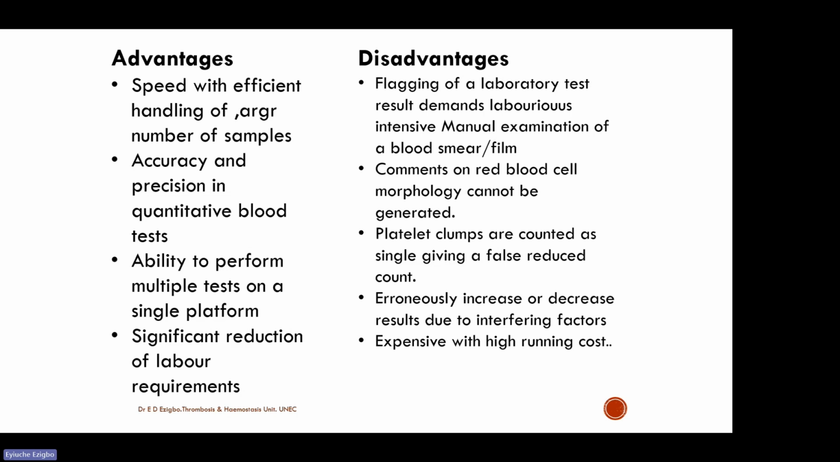Comments on red blood cell morphology cannot be generated sometimes, but with new advanced technology, some machines have been able to produce some level of comments. Platelet clumps are counted as single, giving a falsely reduced count. Results may be erroneously increased or decreased due to interfering factors. It is expensive with high running costs. Because of the reagents involved in the automated hematology analyzer, sometimes the price can be as expensive as 5,000 naira. So it's quite expensive.